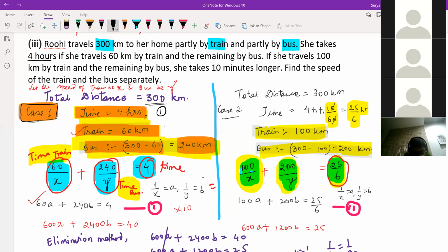These 3 lines are clear or not? This first, second and third line is clear to you or not? Tell me. Yes, sir.